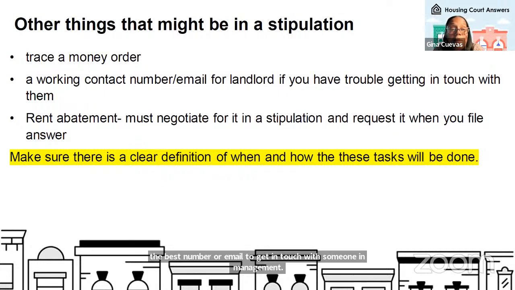Rent abatement: you must negotiate for it in a stipulation and request it when you file your answer. If a tenant goes to court and puts in his answer, he or she should request in the answer that they're seeking a rent abatement. If it's not requested in your answer or in the amended answer, it might not be negotiable. Make sure there is a clear definition of when and how these tasks will be done.